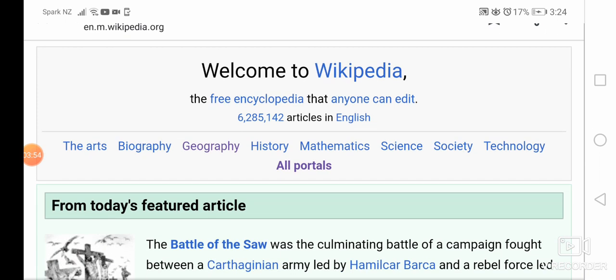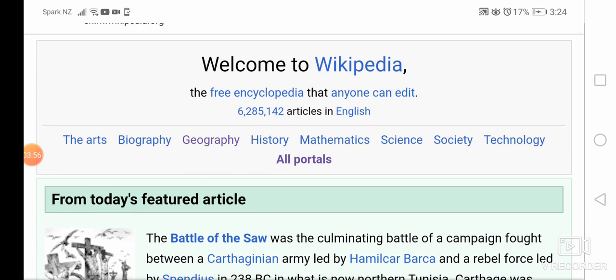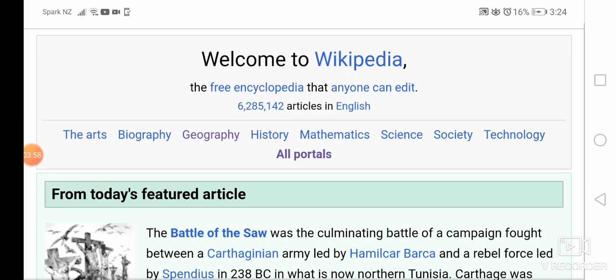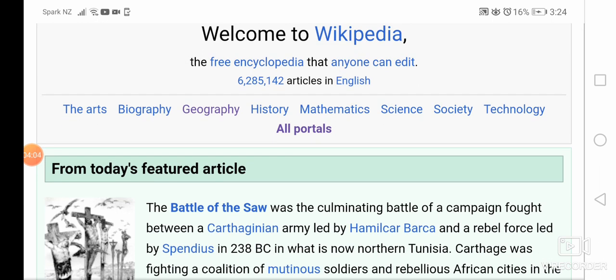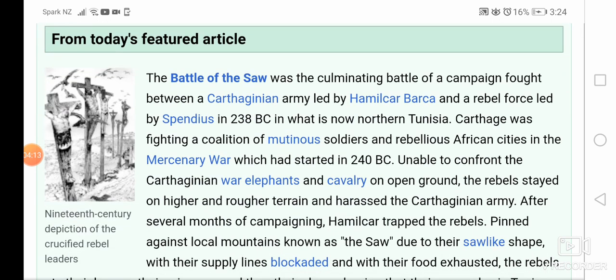Welcome to Wikipedia, the free encyclopedia that anyone can edit. 6,285,142 articles in English. The arts, biography, geography, history, mathematics, science, society, technology, all portals. From today's featured article. The Battle of Soor was the culminating battle.